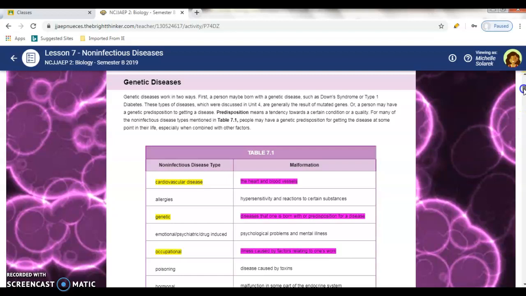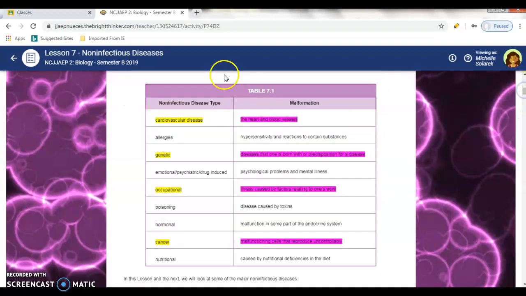So, for example, we have cardiovascular disease, which involves the heart and blood vessels. Next is genetic, which is diseases that one is born with or predisposition for disease. Occupational, which is an illness caused by factors relating to one's work. And then we have cancer, which is the malfunctioning cells that reproduce uncontrollably.